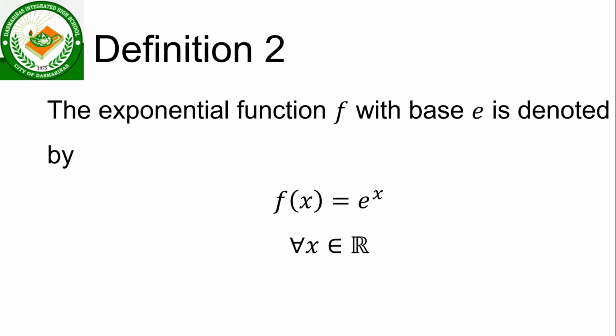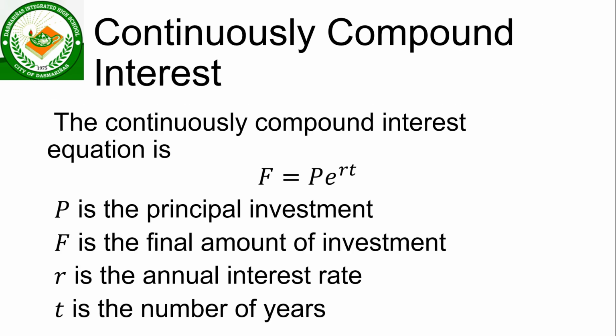For our second definition, we have the exponential function with base e, denoted by f of x equals e raised to x. And the exponent x can be any real number. So we have your continuously compounded interest. The continuously compounded interest equation is given by F is equal to P multiplied by e raised to rt. And like in the previous example, P is the principal investment, F is the final amount of the investment, R is the annual interest rate, and T is the number of years.